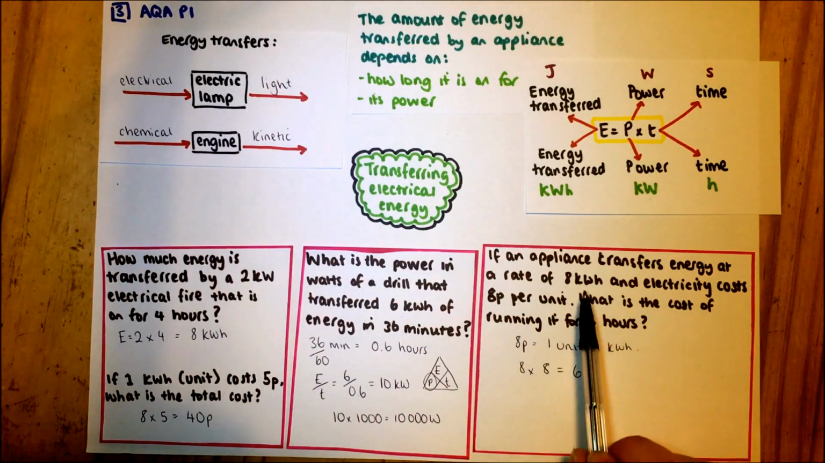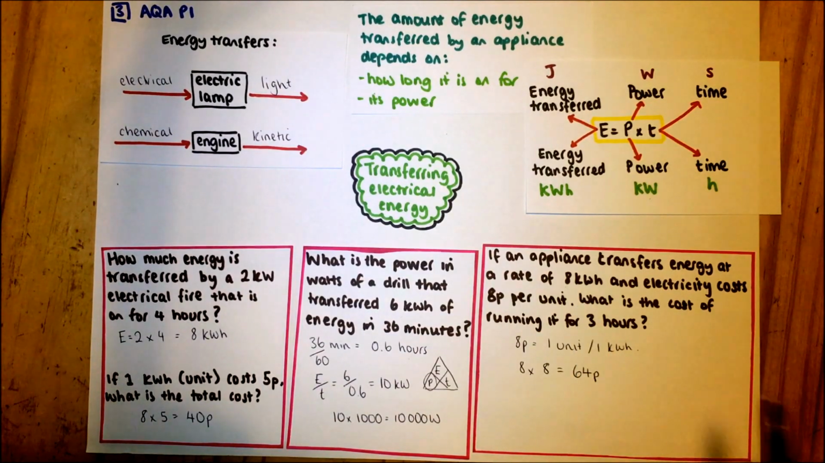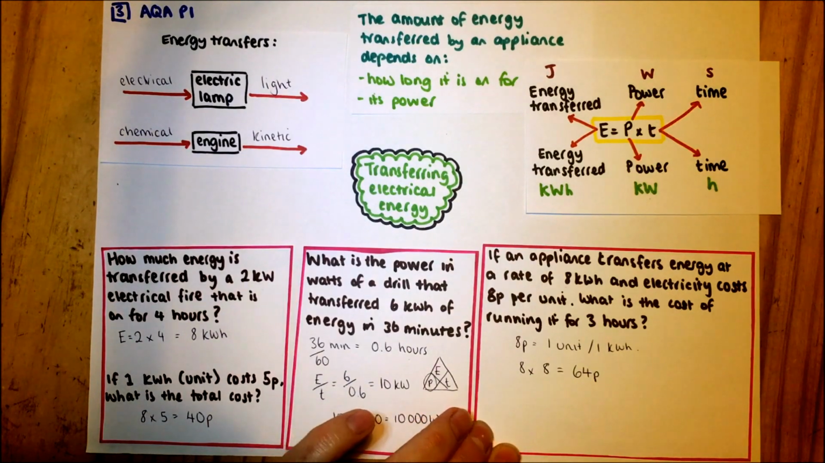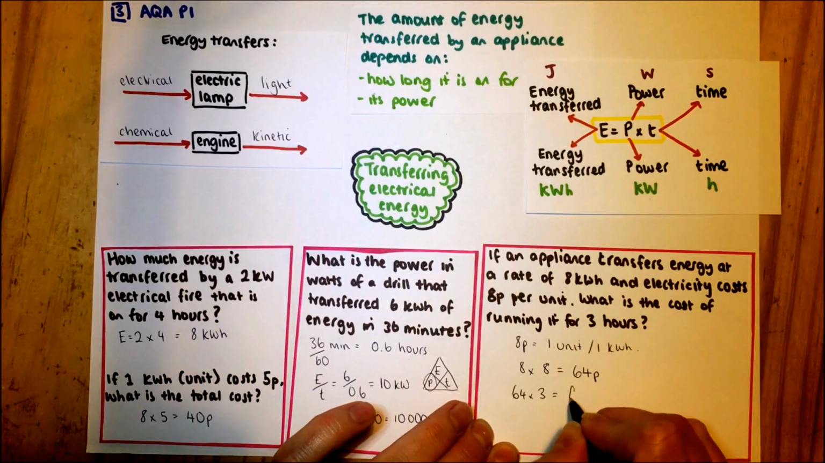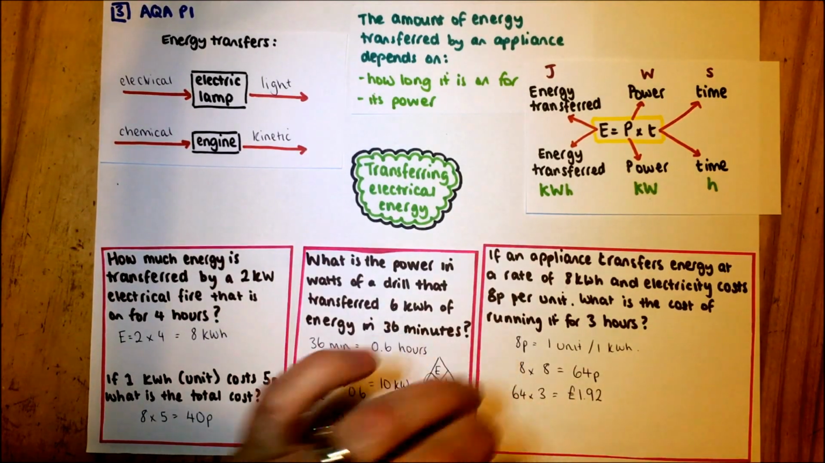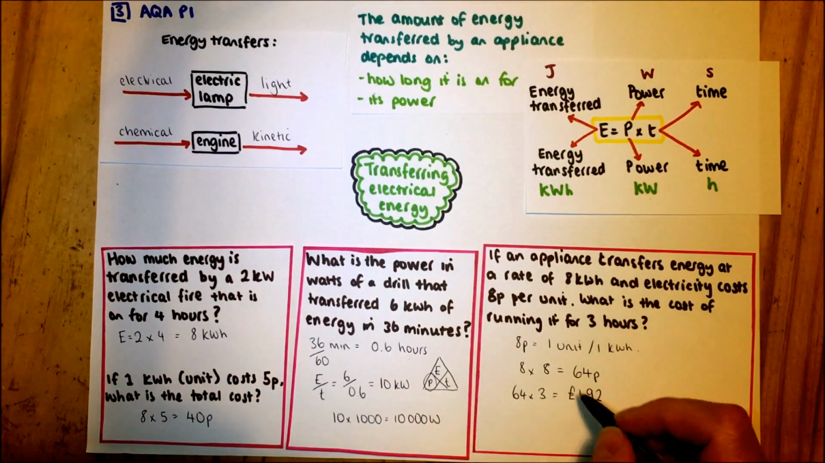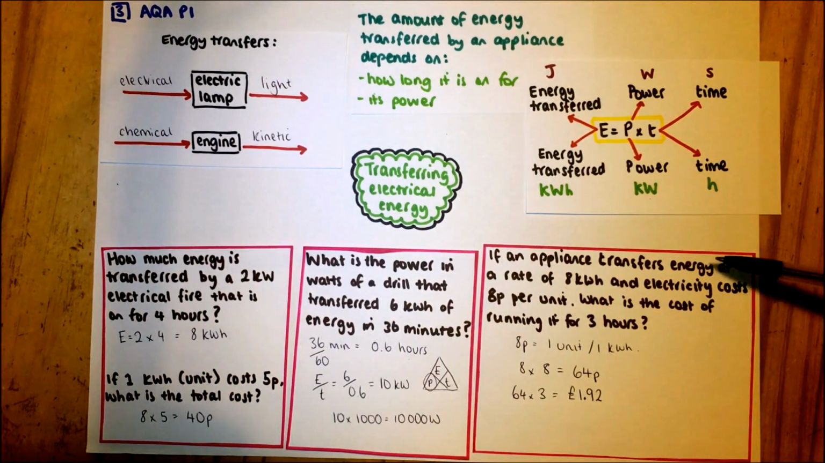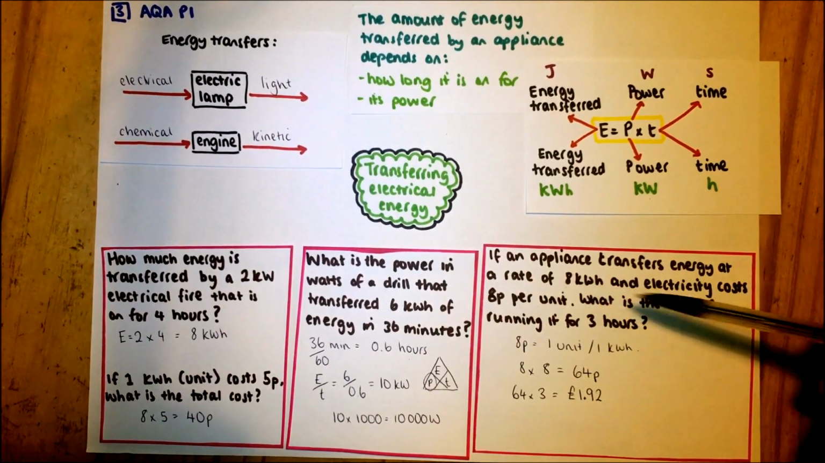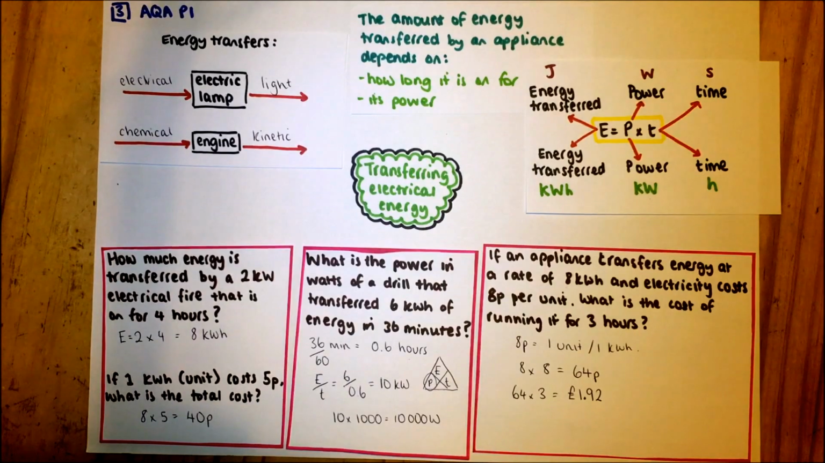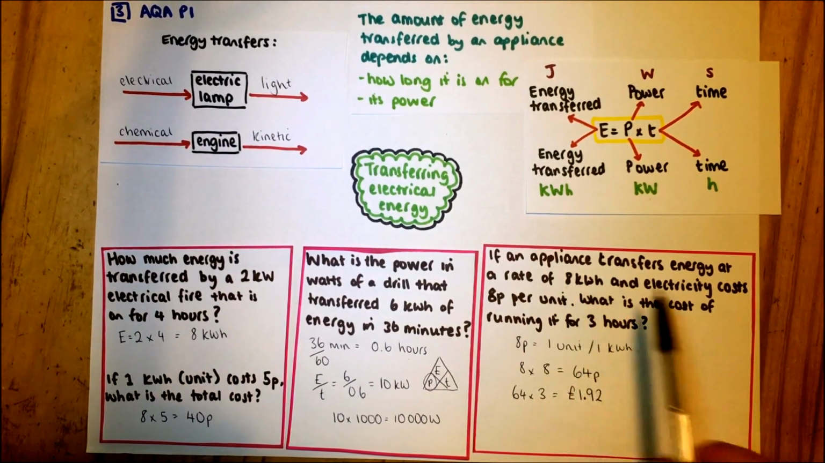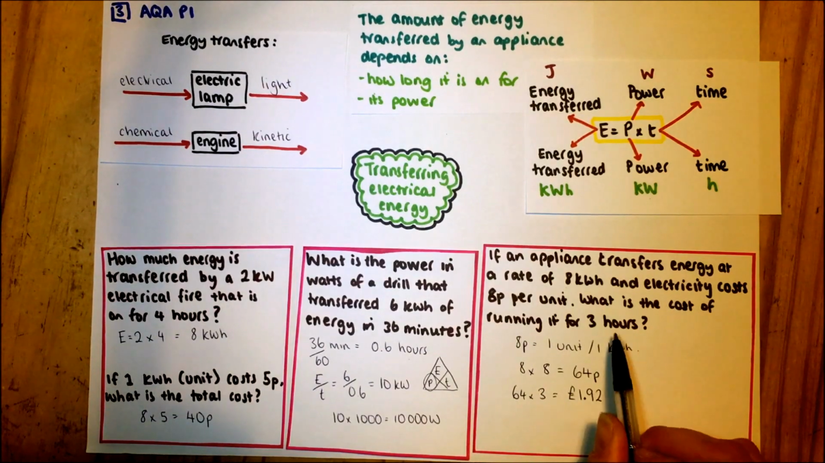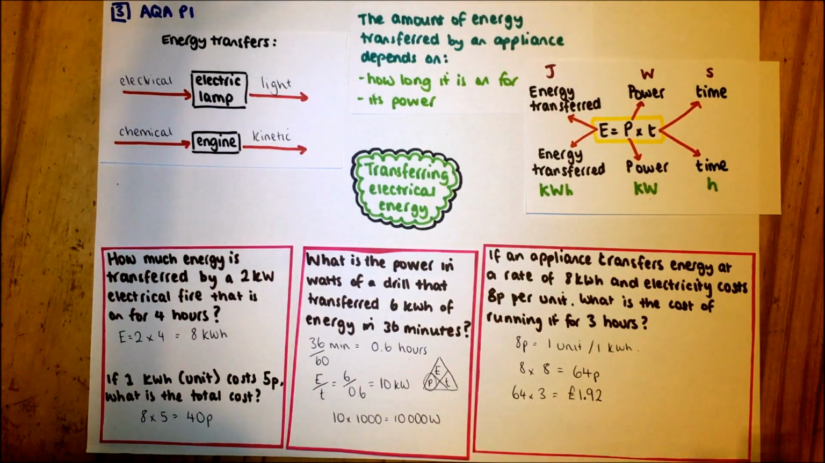Okay, so if I had it on for 1 hour, it's going to cost me 64p, but I haven't. It wants me to find out for 3 hours, so I do 64 times 3, and that gives me 192 pence, which I'm going to convert into £1.92. So the question said if an appliance transfers energy at a rate of 8 kilowatt hours and electricity costs 8p per unit, or per kilowatt hour, what is the cost of running it for 3 hours? Well, 8p is the same as 1 unit or 1 kilowatt hour. We need 8 kilowatt hours, so 8 times 8 is 64p, and it's been on for 3 hours. So we times that by 3 to give us £1.92.